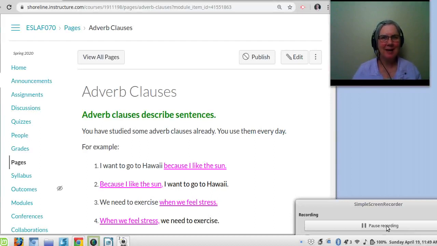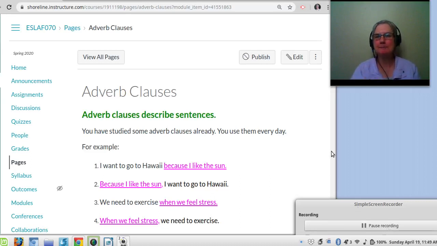The purpose of adverb clauses is to describe a sentence. An adverb is used to describe a verb or a sentence. In this case, we're describing sentences. So let's read through them. The number one mistake students are making is not using because correctly. So we need to really fix that.